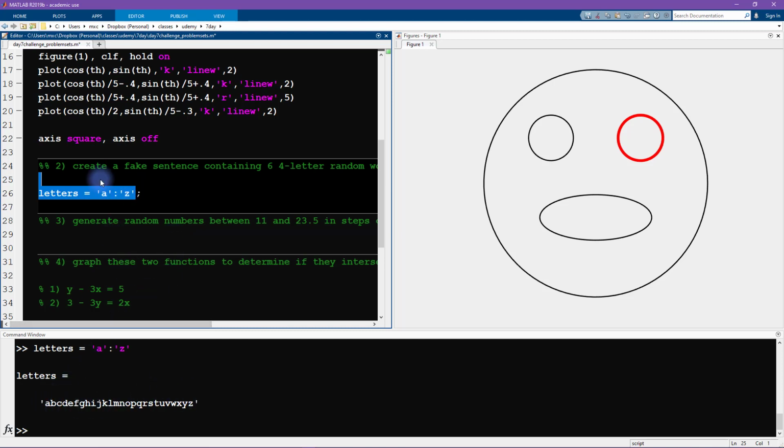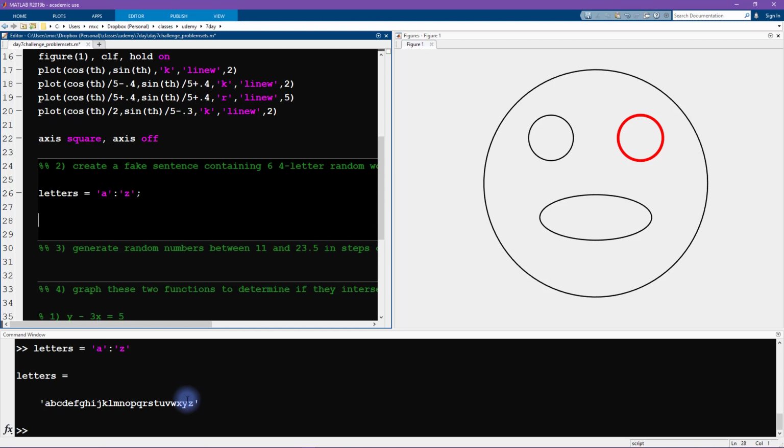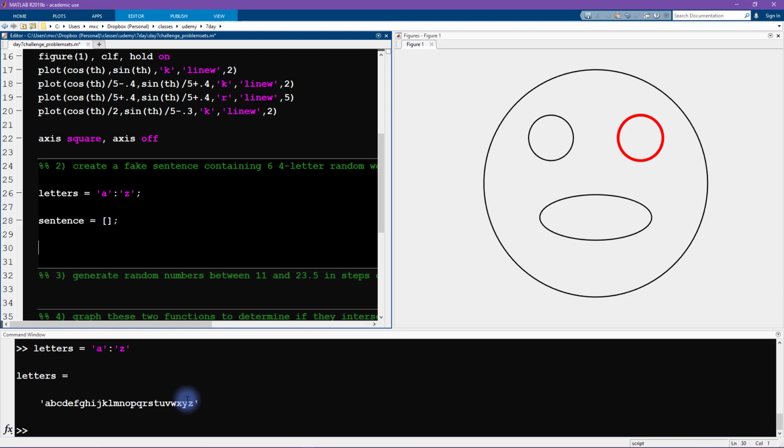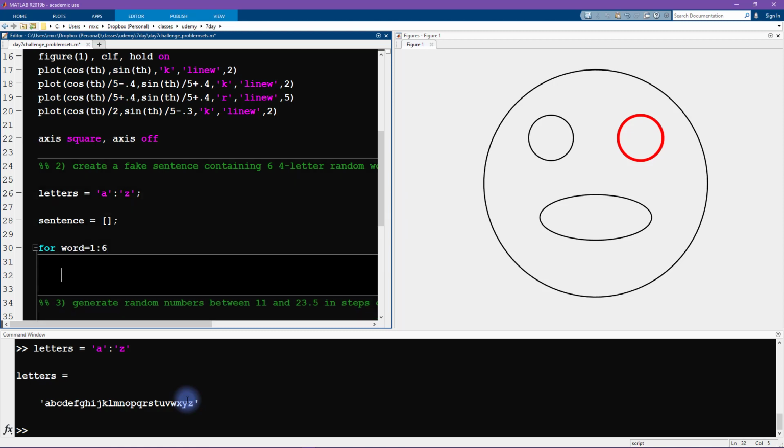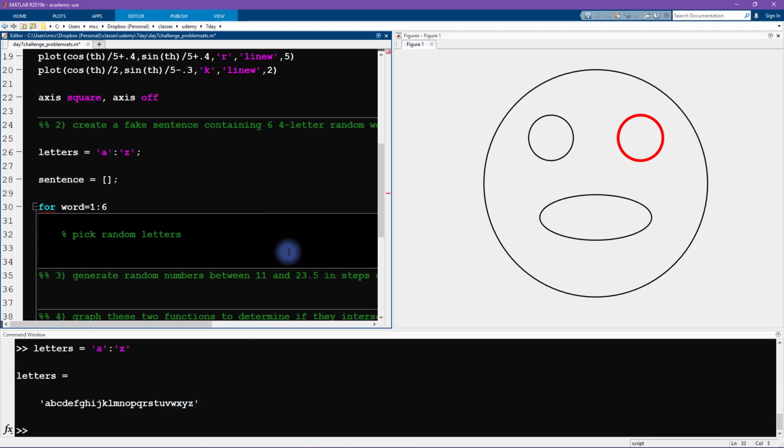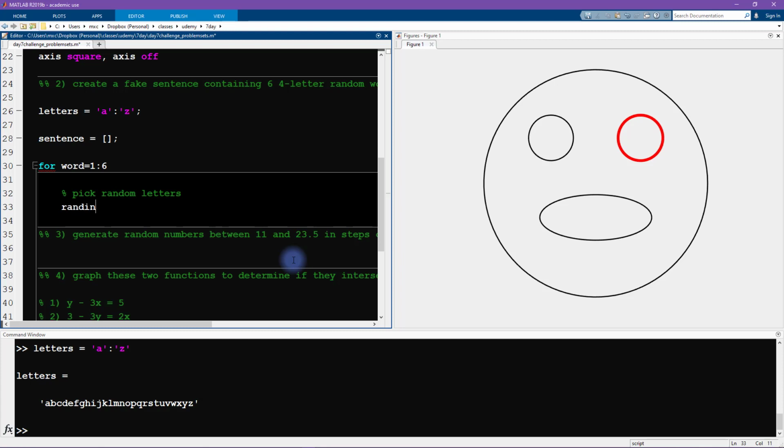So now what we need to do is loop through and pick out 4 letters randomly from this set of 26 letters 6 times. So let's see, I'm going to initialize sentence to be the empty set, and then I'm going to loop over word. So word equals 1 through 6, and then what I want to do is pick random letters, and so I'm going to write rand indices.